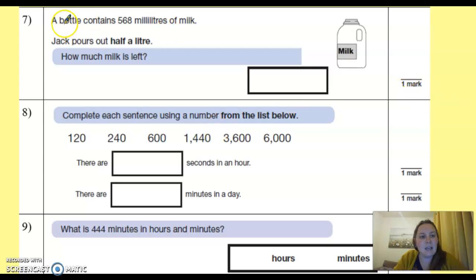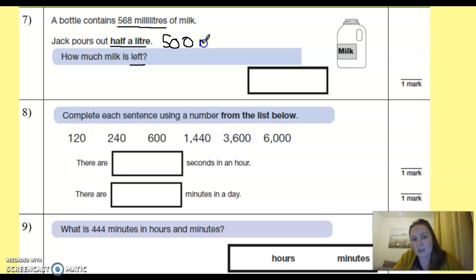Number 7 then. A bottle contains 568 millilitres of milk. I'm going to underline that, that's important. Jack pours out half a litre. How much milk is left? So I need to know how many millilitres there are in half a litre. So hopefully we knew that that was 500.